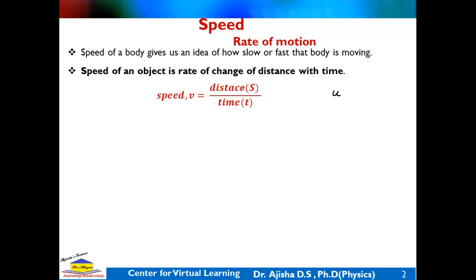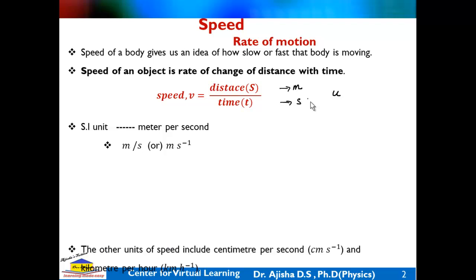Here we want to calculate the unit of speed. We know that the SI unit of distance is meter, and the SI unit of time is second. So the unit of speed is meter per second. The SI unit of speed is meter per second. Meter is noted by the symbol m and second by the symbol s, so we can write meter per second or m s raised to minus 1.